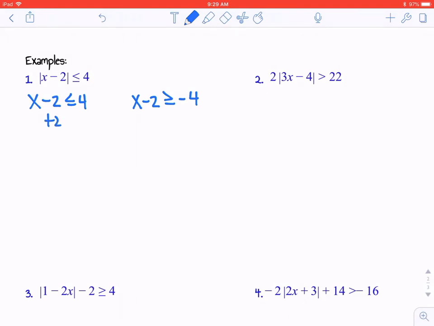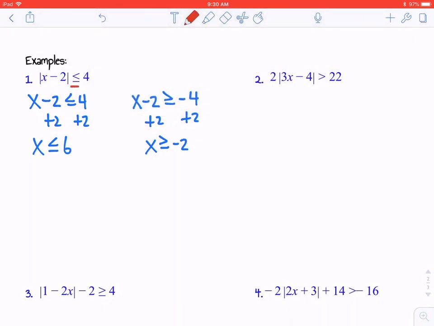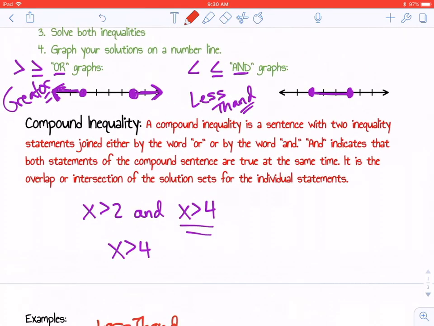Now we just solve both inequalities, so let's add 2 to both sides. So we get x is less than or equal to 6. And then let's add 2 over here, so we get x is greater than or equal to negative 2. Now look at your original sign of your problem. You had a less than or equal to. So your graph is going to look like the ones we discussed a minute ago. It's going to be an AND looking graph. So it's going to look like this one over here.